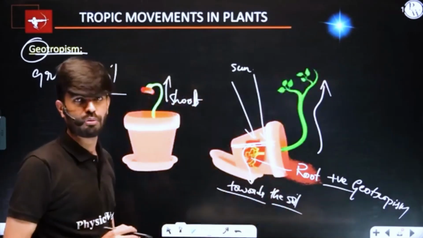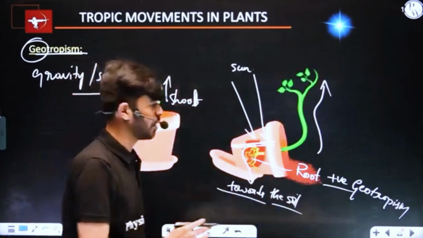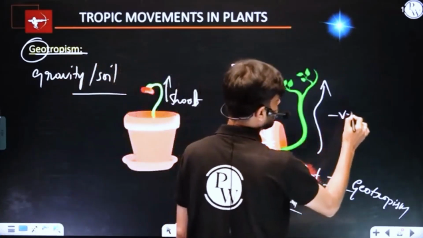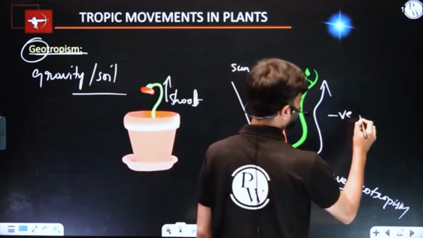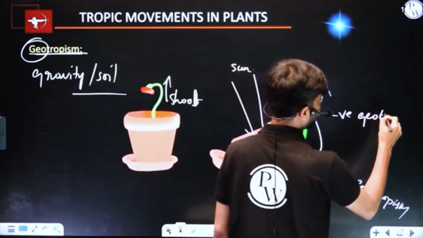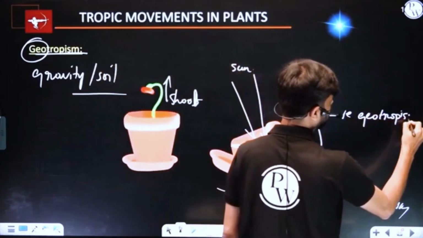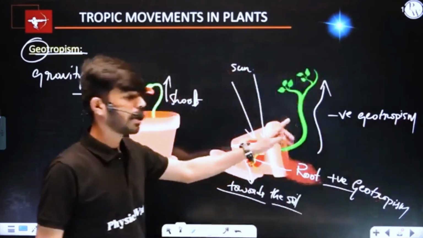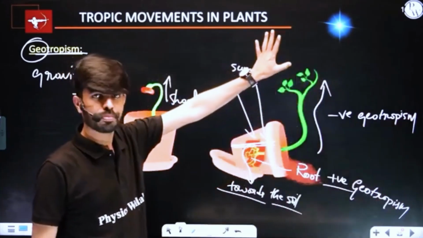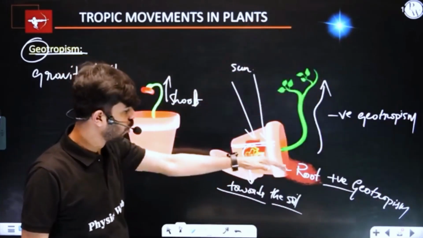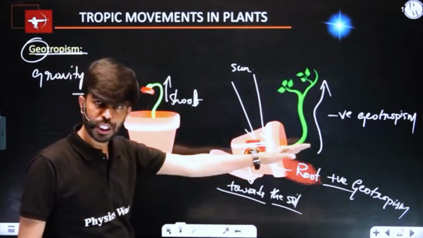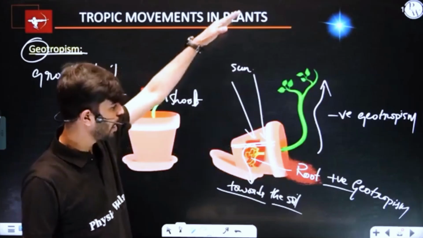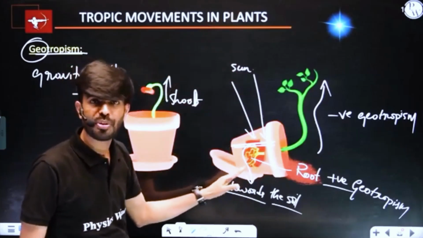And when it comes to this particular portion, the shoot system is growing away from the soil, against the gravitational force or against the gravity. So you can say they are showing negative geotropism. So the shoot is showing negative geotropism. Understood? Yes, the stem is growing towards the light, away from the soil. The root is growing towards the soil, positive geotropism, and away from the light, negative phototropism.